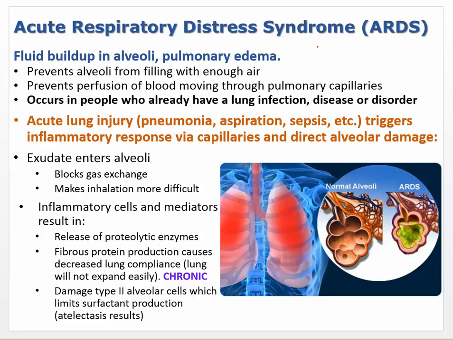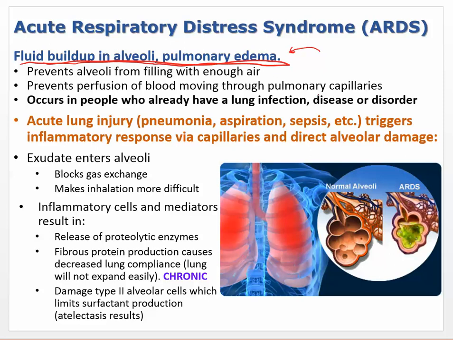In this case, we're being a little more specific because we're talking about fluid buildup in the alveoli, or pulmonary edema. Your perfusion is going to be affected, your ventilation might be affected, but now we're being specific about what's going on with respiratory distress syndrome. It prevents the alveoli from filling up with enough air. Makes sense. If you have fluid in your alveoli, there's less room for air.